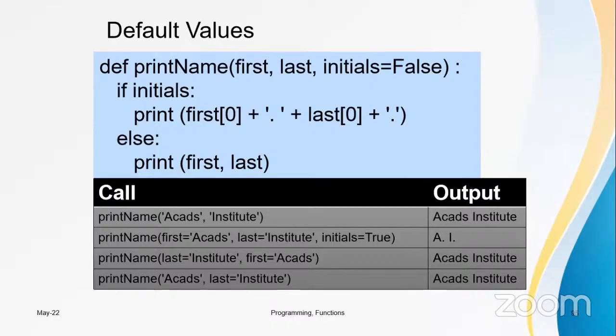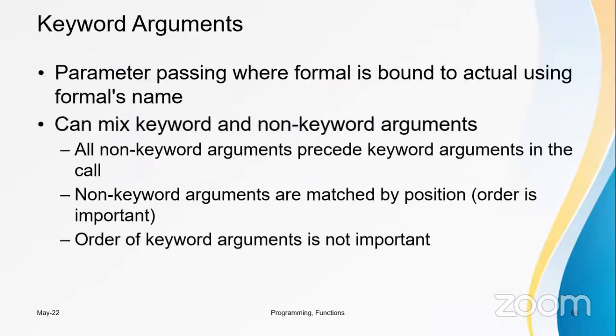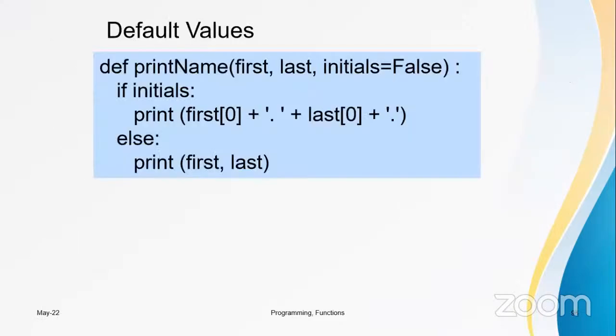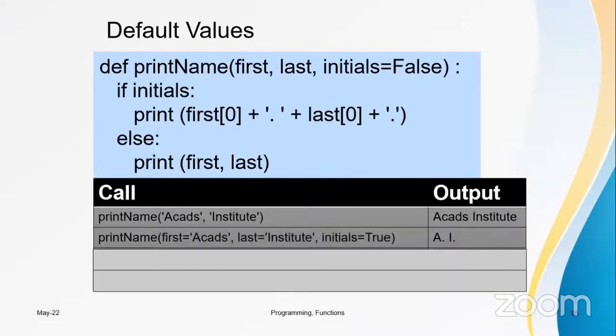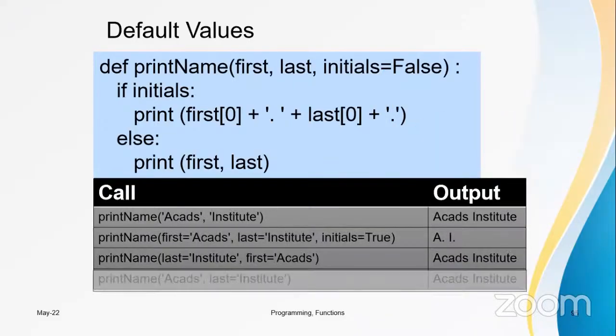See here, default values: before are non-default, after only default. After default, once again I should not have a non-default. So that is the rule here. Order of keyword arguments is not important. Non-keyword arguments are matched by position. All non-keyword arguments should come in front in the call. Okay. Do you have any questions here?